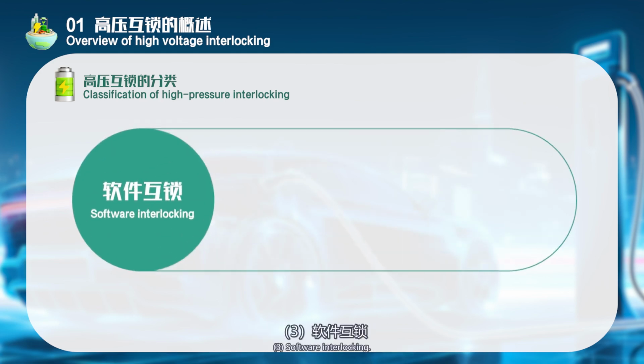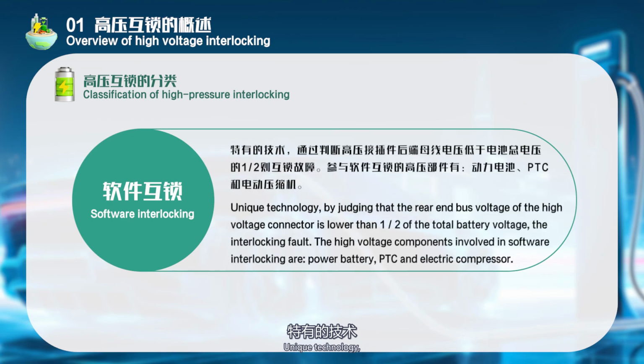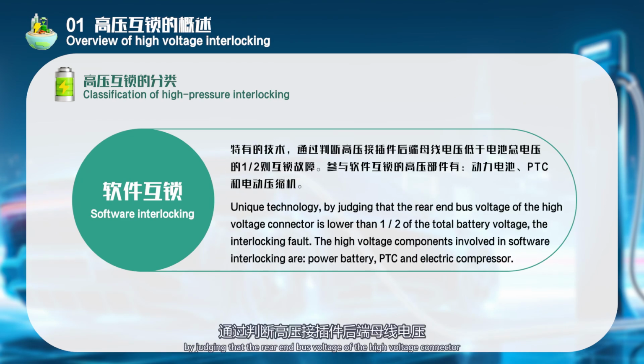3. Software interlocking. This needs technology. By judging that the rear-end bus voltage of the high-voltage connector is lower than 1 divided by 2 of the total battery voltage, an interlocking fault is reported. The high-voltage components involved in software interlocking are the power battery, PTC, and electric compressor.